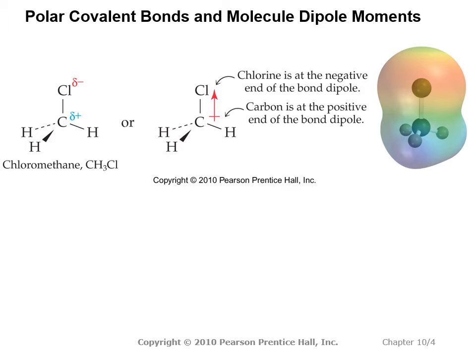So if we have polar covalent bonds, then it is possible to form polar molecules, or molecules with a dipole moment. So for example, here we have chloromethane. Chlorine is highly electronegative, so the electrons are getting pulled towards the chlorine, so we have that partial negative charge, and so we have a net dipole moment, and we say that this is a polar molecule.